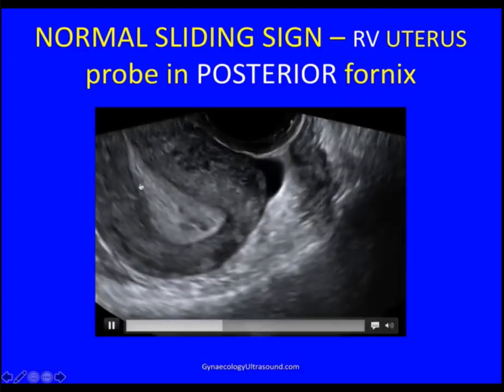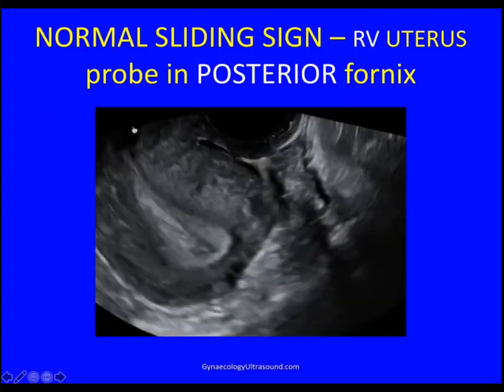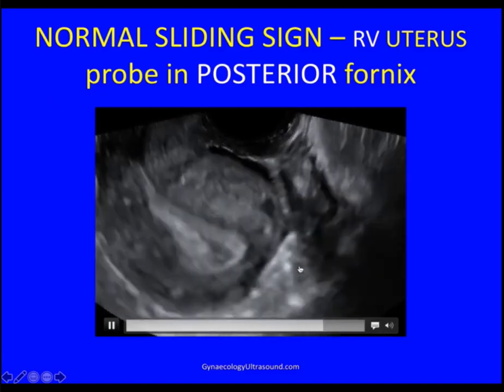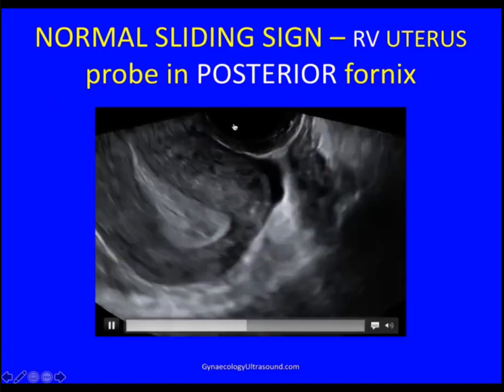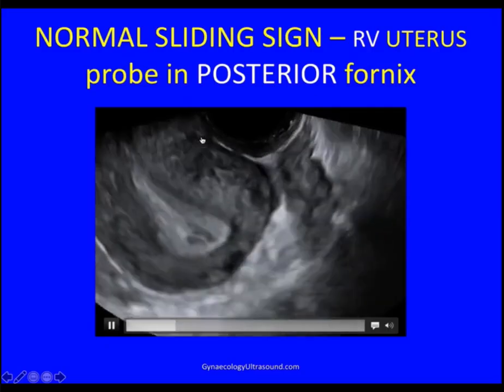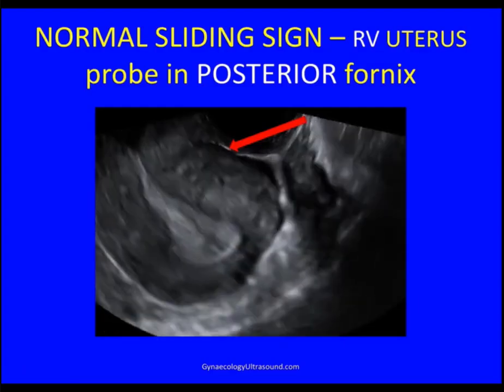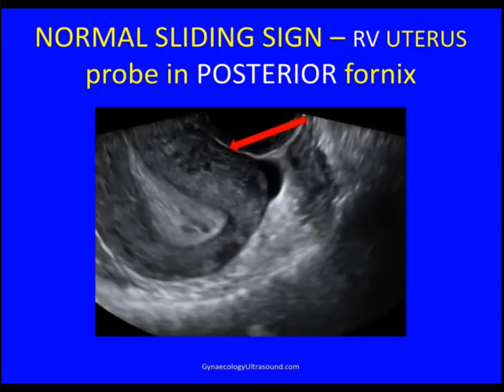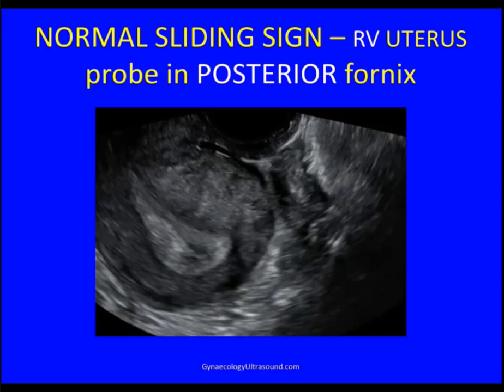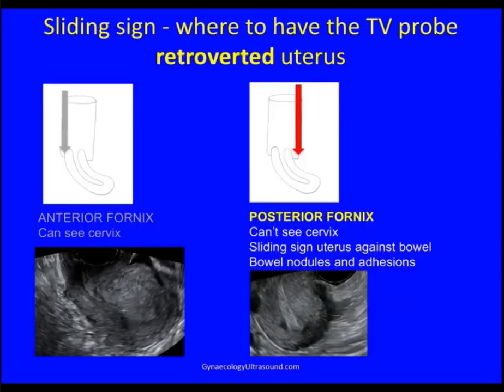But in a retroverted uterus, remember the bladder is here, this uterus is pointing toward the patient's feet, you need to have your probe in the posterior fornix because you're looking for mobility just there, and you don't want the cervix to be in the way. So this is a beautiful normal sliding sign in a retroverted uterus. So for a retroverted uterus, you need to have your probe in the posterior fornix. Now you can't see the cervix, but you'll be able to see here clearly, and you will also be able to look at the posterior compartment in more detail.